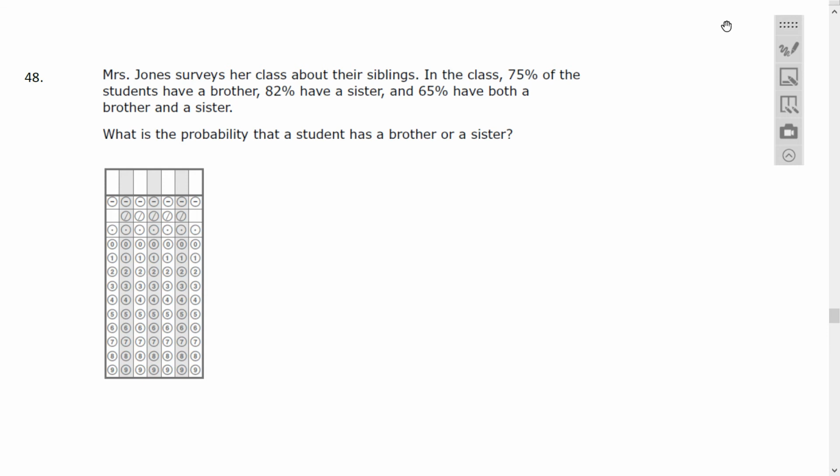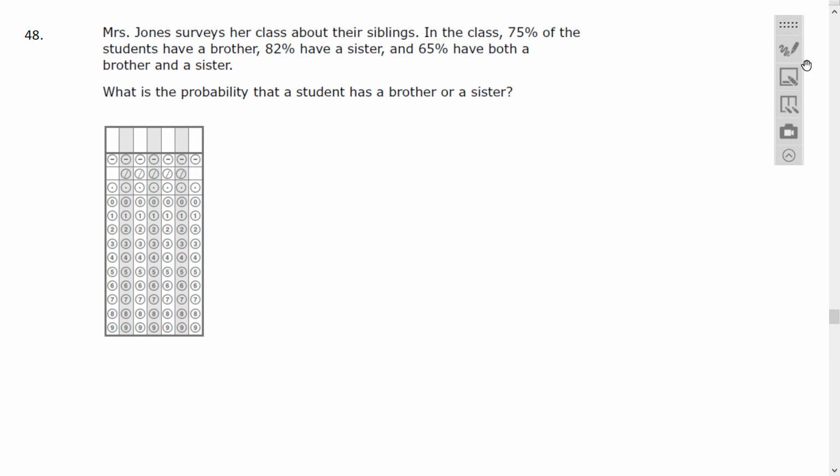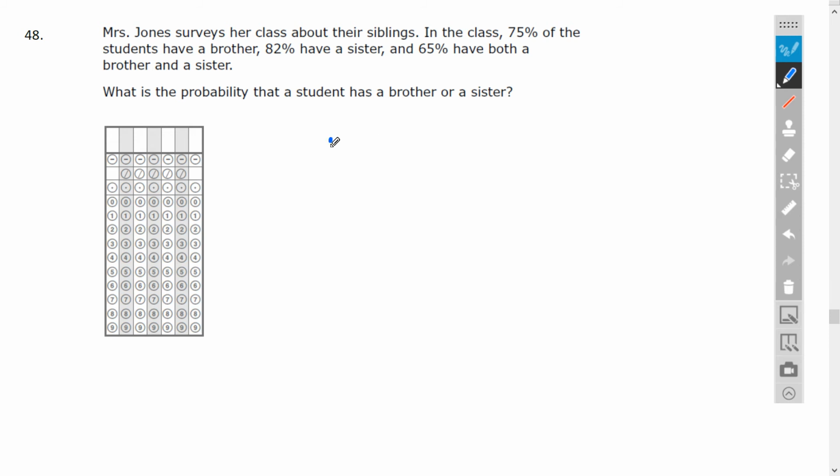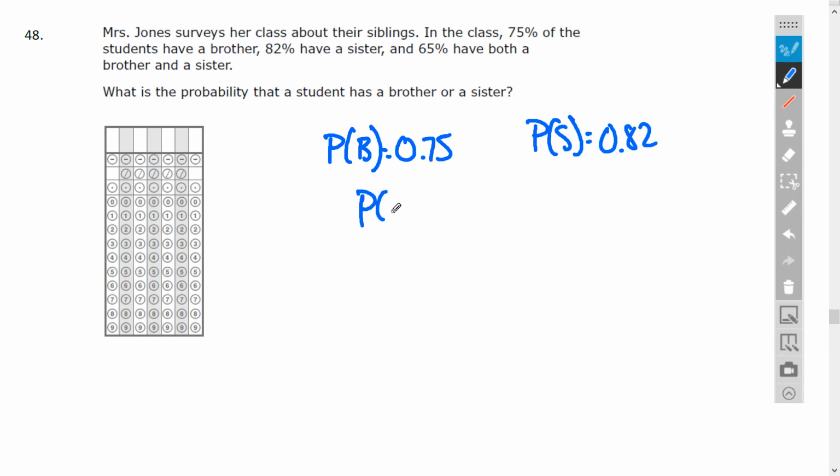Okay, continuing on with the review, we have number 48. Number 47 is blank. Miss Jones surveys her class about their siblings. In the class, 75% have a brother, so the probability of a brother is 0.75. 82% have a sister, so the probability of a sister is 0.82. And 65% have both brother and sister, which is 0.65. What is the probability that they have a brother or a sister?